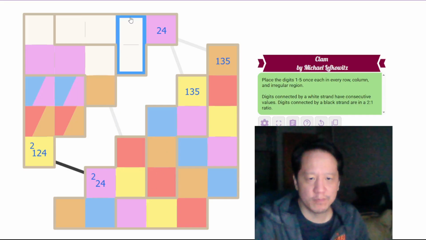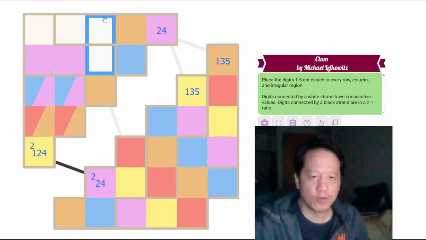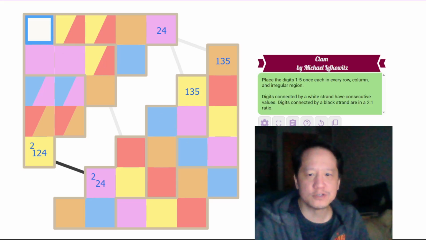We have blue and orange here, and this can't be orange because of orange in the row, so that's blue. This is orange. We have red and yellow here. And this must be red and yellow. That forces this to be blue. So blue is the green, which means this can't be blue. That's pink. This can't be pink. So pink is here. This is not pink here.